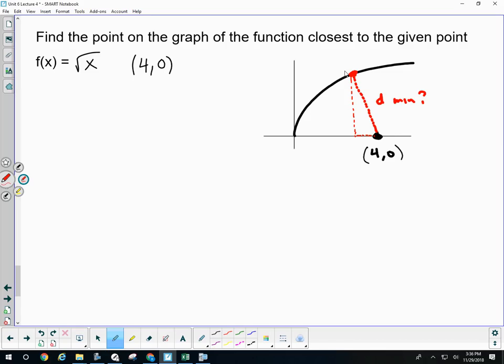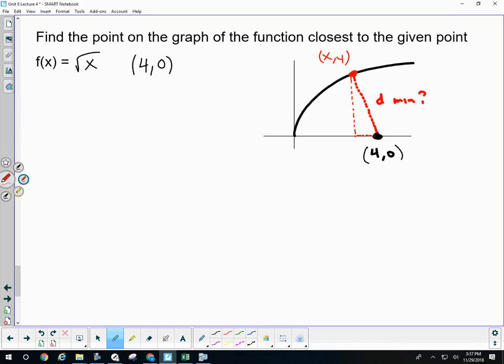Now, here's the tricky part. And this is the part that you got to really focus on. What would be considered a random point on this function f of x equals root x? An expression that can signify any point on that function. A lot of people are like, oh, just some x, y. It's like, no, it's not just a random x, y. It's a specific y given our x.